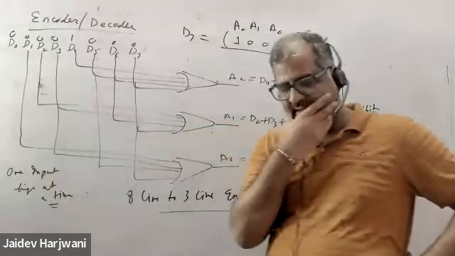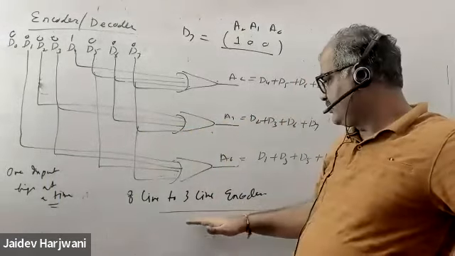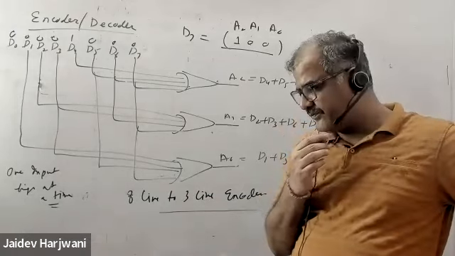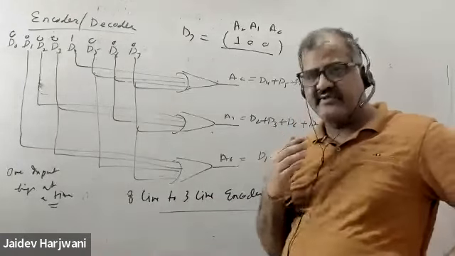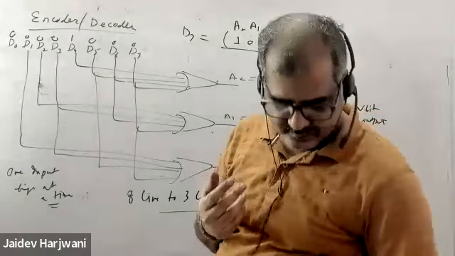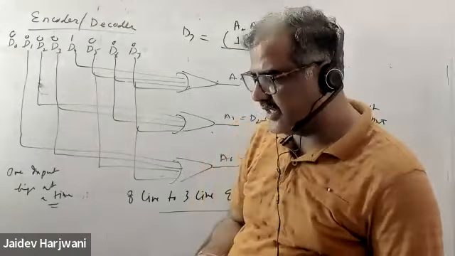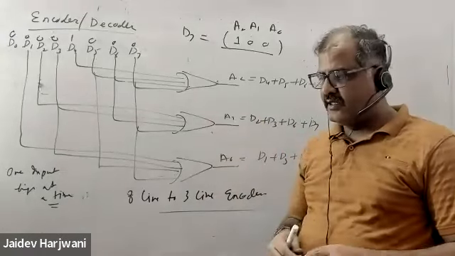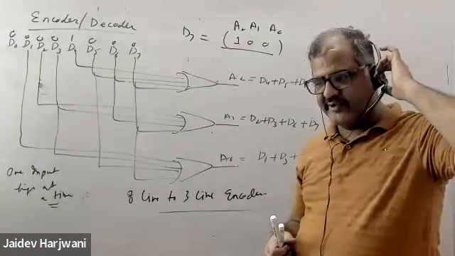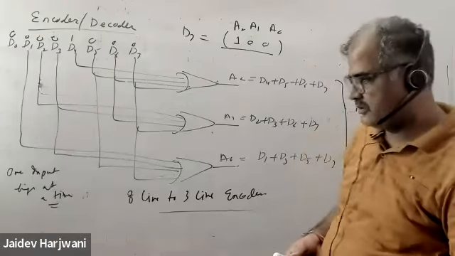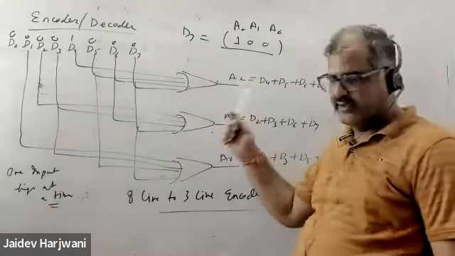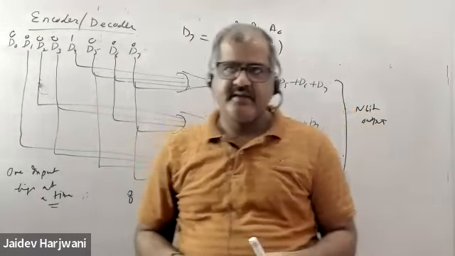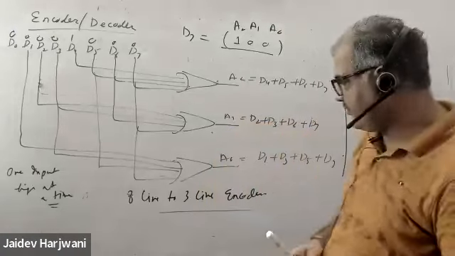Now this was octal to binary encoding. I want to do decimal to binary encoding. How many digits are there in decimal? 10 digits, 0 to 9. If you want to encode in binary, how many bits should there be in the binary number? Like here I have done 3-bit. If I want to encode decimal to binary, it will be 10-line to 4-line. Very good.